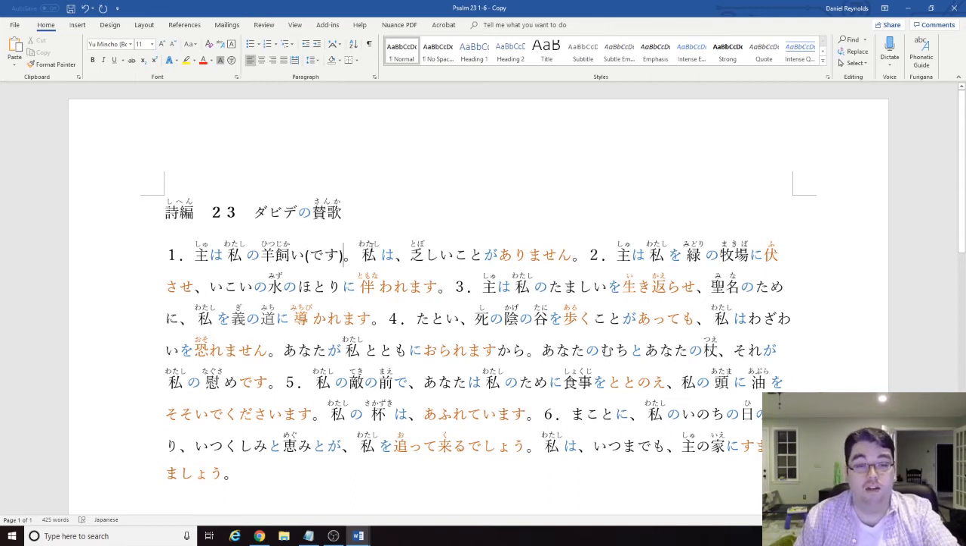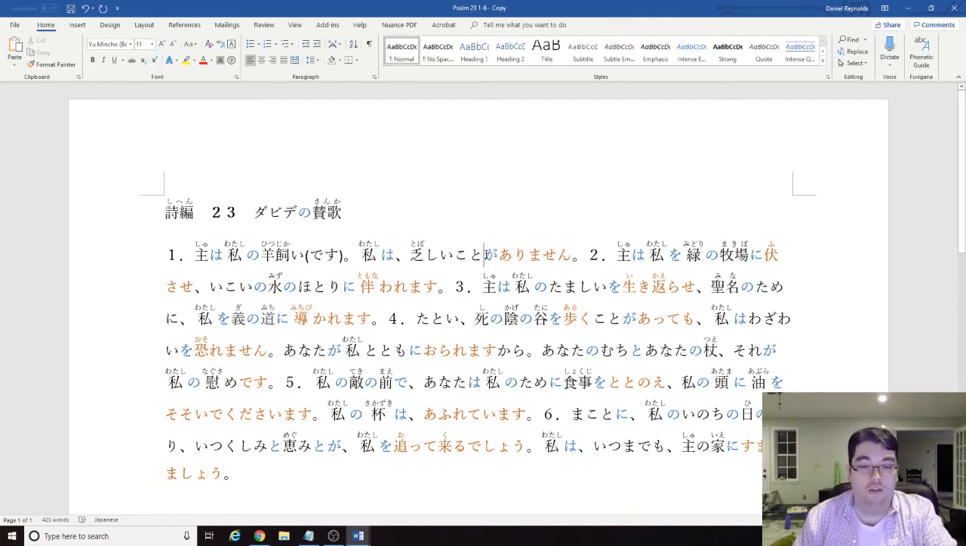All right, next sentence. Watashi wa. I, subject marker. Toboshi is an i-adjective, meaning lacking. Koto can mean anything, but it usually means thing. Ga arimasen. Ga is a particle. It's not showing the subject, but it's showing an indirect or direct object. It basically shows something that's important in the sentence that's not the actual subject.